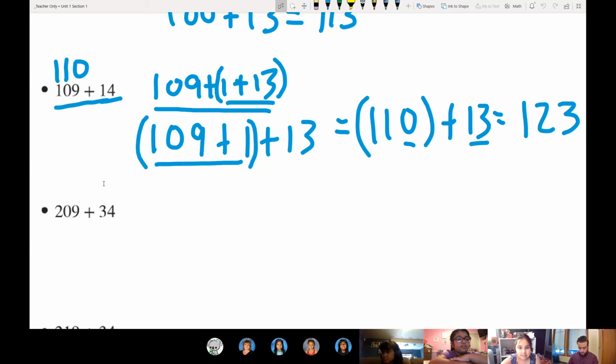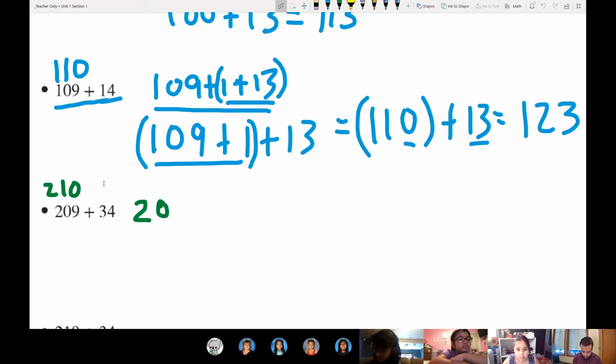209 plus 34. What's the nearest 10 that 209 is? 210. Yeah. So we're trying to get to 210. How can we make 210 out of the 209 plus 34? Add 3 more 10s. Okay, let's not get too far ahead of us. We will eventually add that 34 to it.